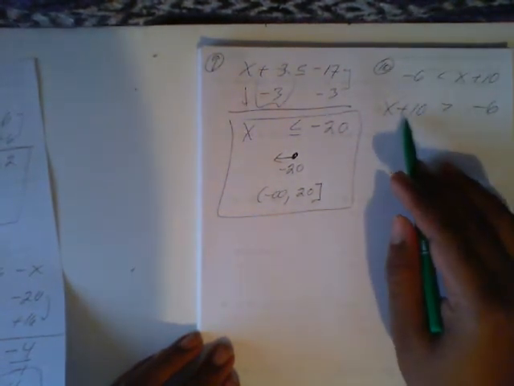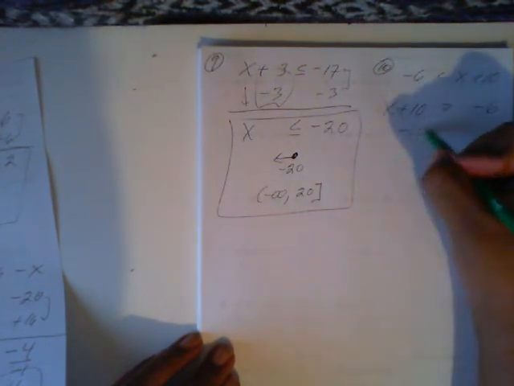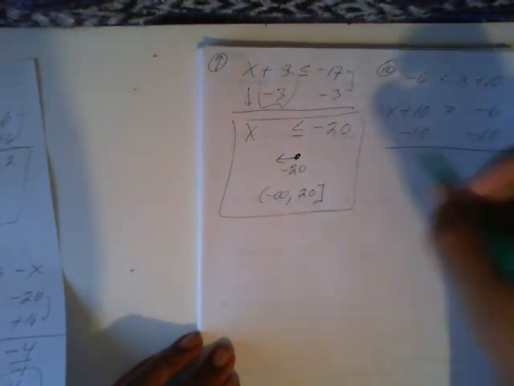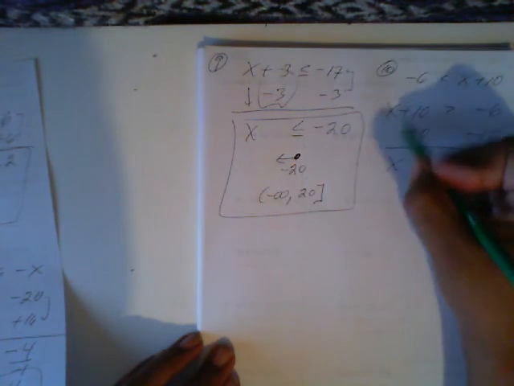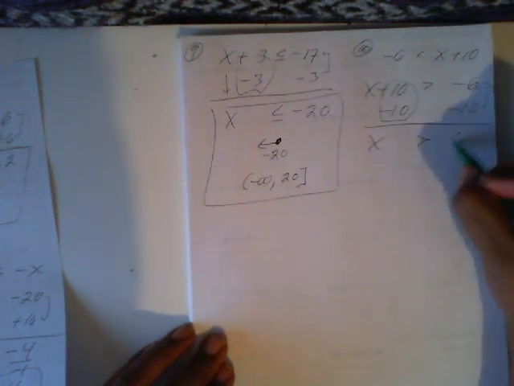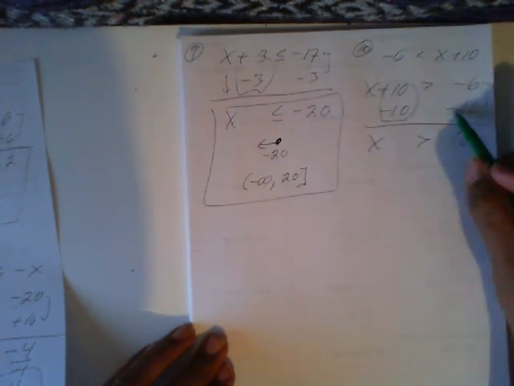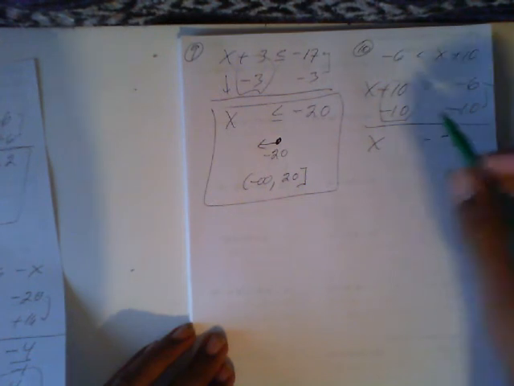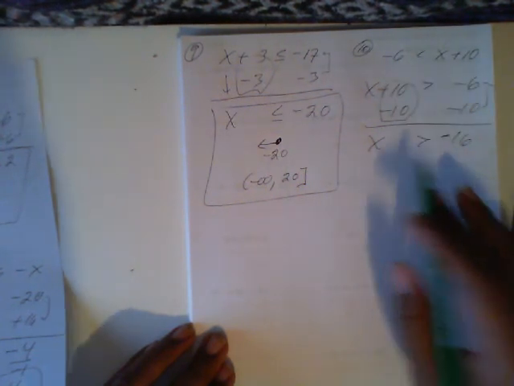Now, to get x by itself, we have to get rid of this adding 10, so we'll put a subtracting 10 on both sides. And we'll end up with x, the 10's cancel, the greater than, and since these are same signs, we're going to add those two. So that'll be a 16. The larger one is negative 10, so that'll be a negative 16. So x is greater than negative 16.